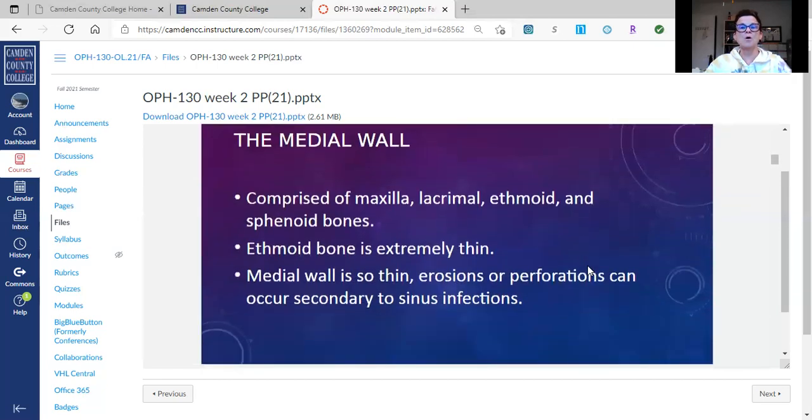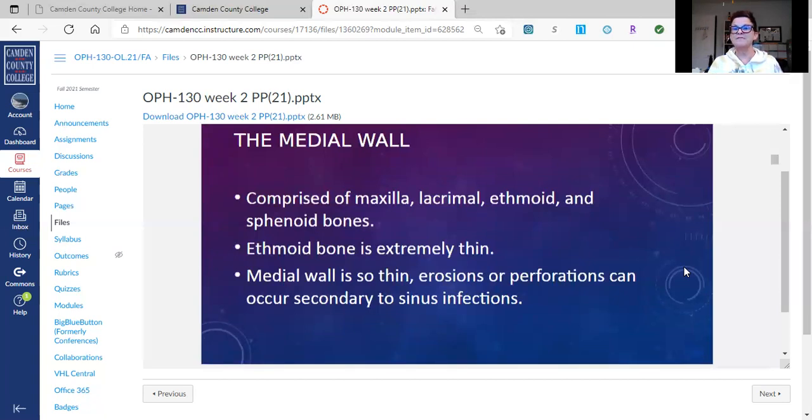The medial wall is comprised of the maxilla, lacrimal, ethmoid, and sphenoid bones. Right, so what I want you to know about the medial wall is that the ethmoid bone in the medial wall is extremely thin. The medial wall is so thin that erosions or perforations can occur secondary to sinus infections. All right, so let's not get confused here. The ethmoid bone is extremely thin. It's the thinnest bone of the bony orbit.